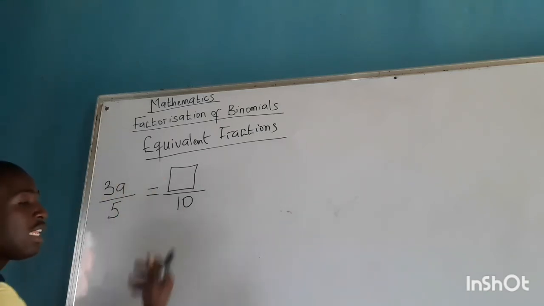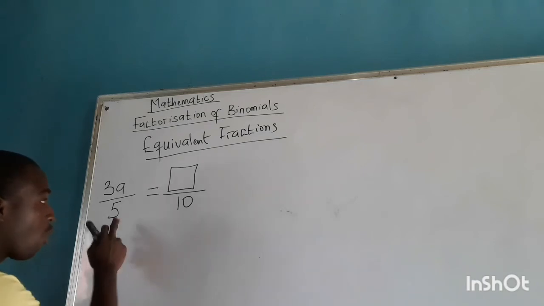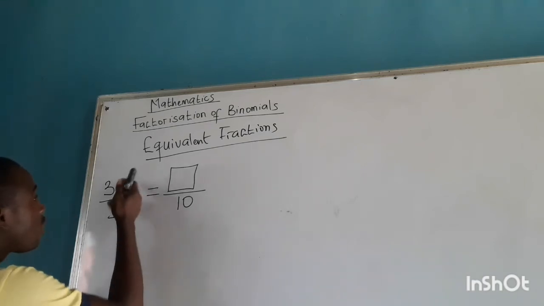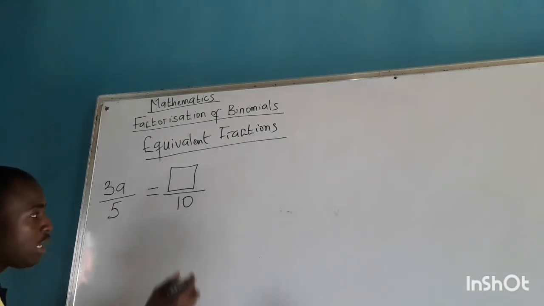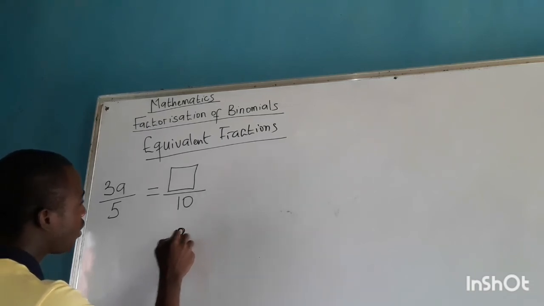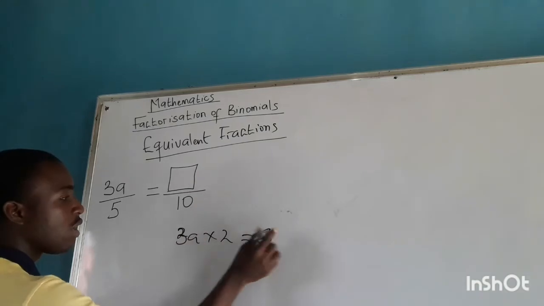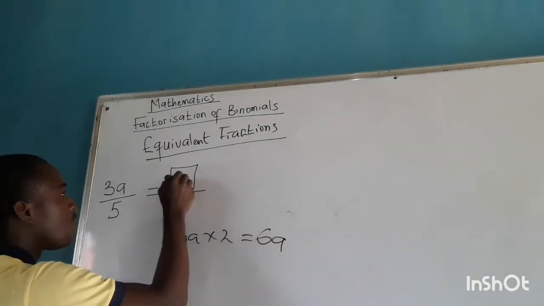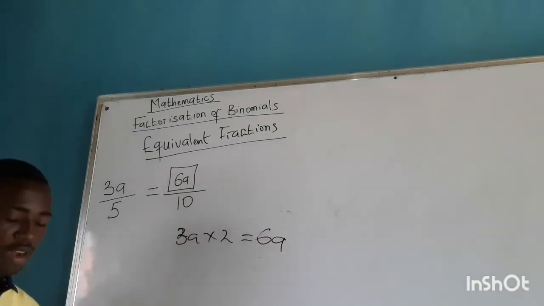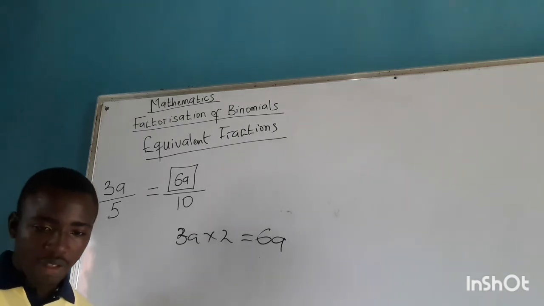So for them to get 10 here, what do? They multiply by 2. Or 5 times 2 now 10. So you also do the same thing here. You multiply this by 2 in a rough paper. So you just get 3a multiplied by 2. That will give you what? 3 times 2, 6. Then you get your a. So here will become 6a. Very, very simple logic. Now we'll look at another one.